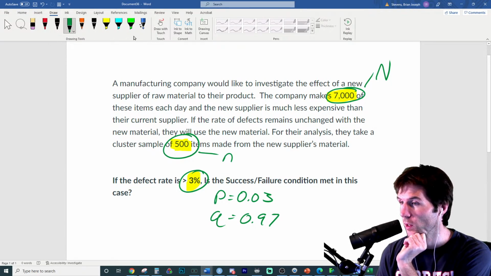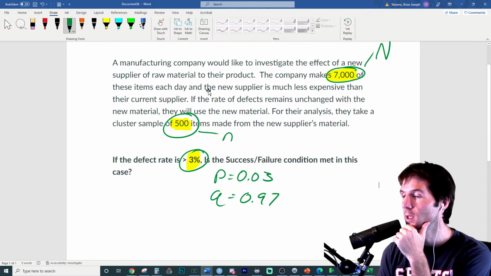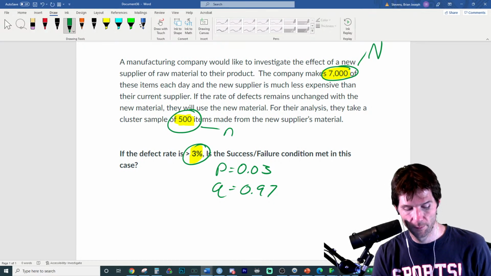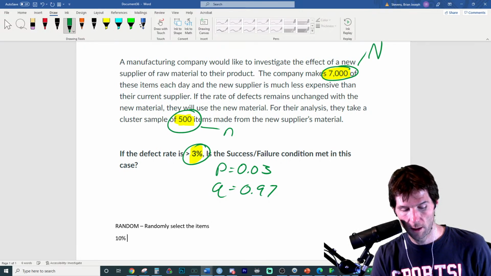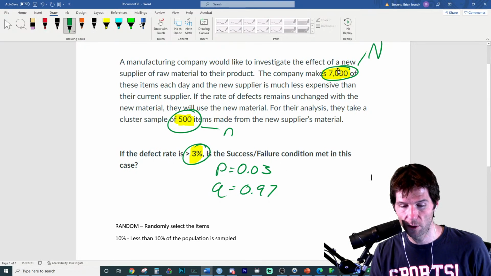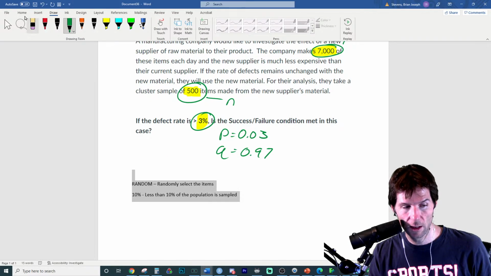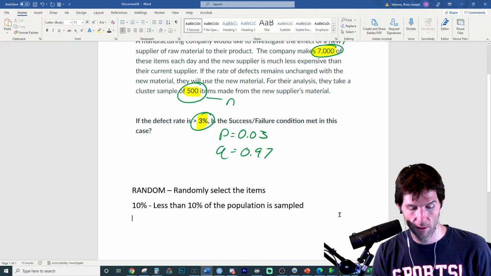Great work. And so who can calculate what NP is? So the success failure condition. Condition 1 is random. Randomly select the items. Condition 2 is 10%. Less than 10% of the population is sampled. We meet that because 500 is less than 10% of 7,000. And then condition 3 is success failure.